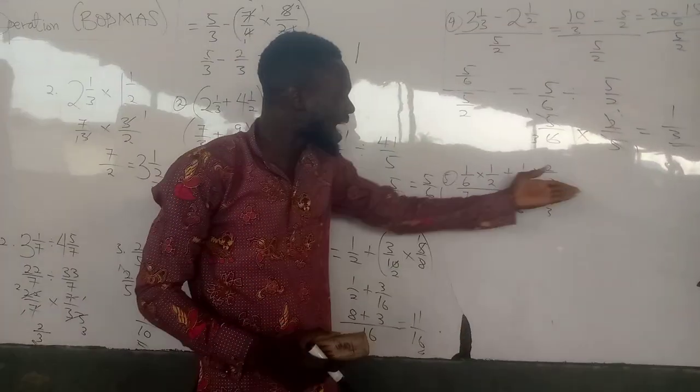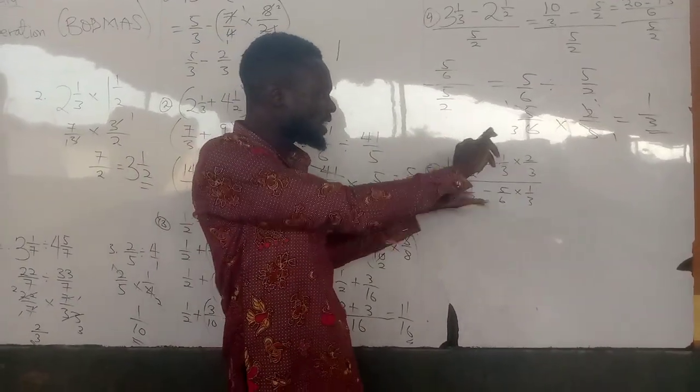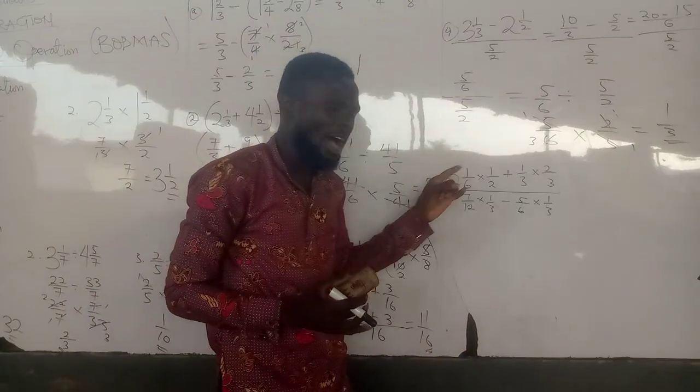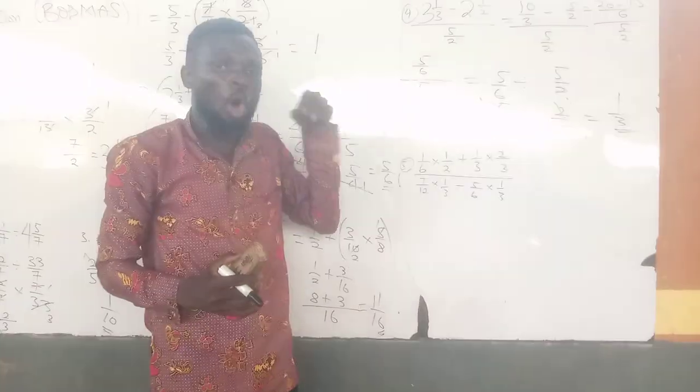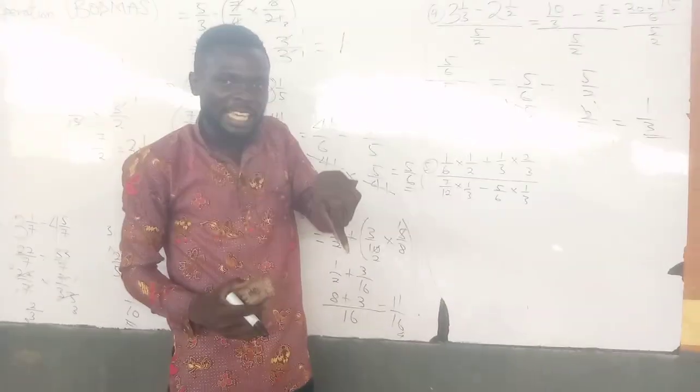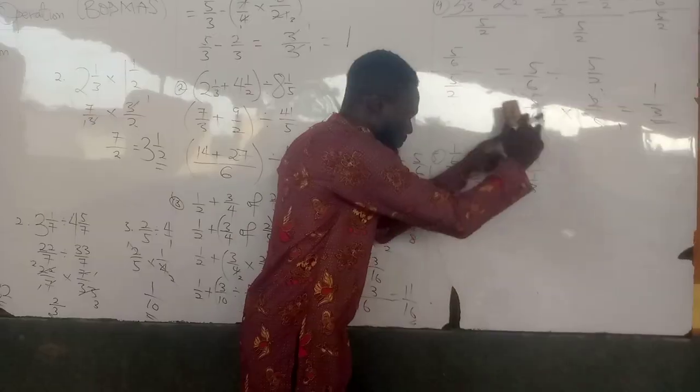The last one, you have multiplication, you have addition. So apply the BODMAS. Take the numerator. Do you have bracket? No. Do you have of? No. Do you have division? No. Do you have multiplication? Yes. So solve the multiplication. There you go.